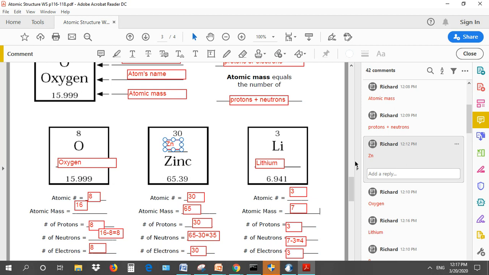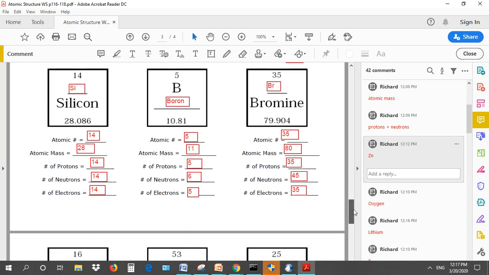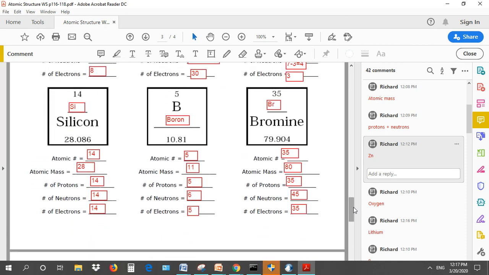Okay, so I believe that you've tried this on your own, and here's the answer key. Okay, here we go. Okay, I hope you got some idea how to do it.